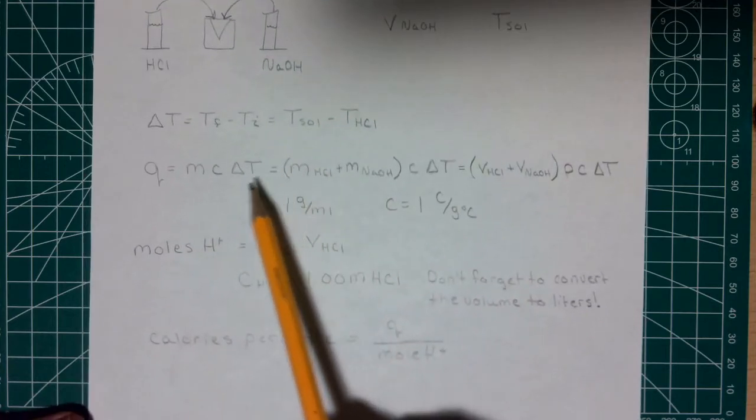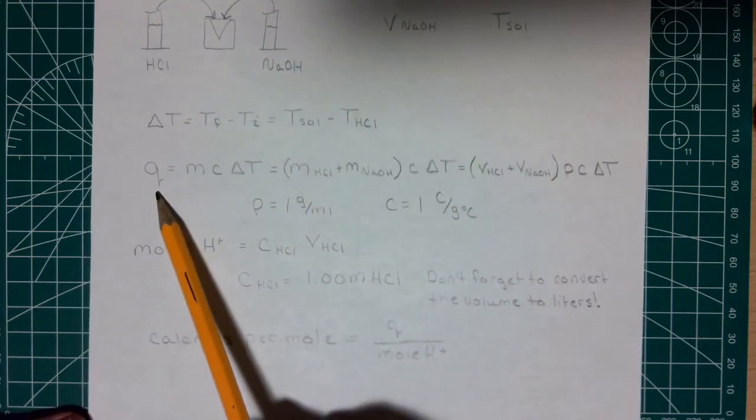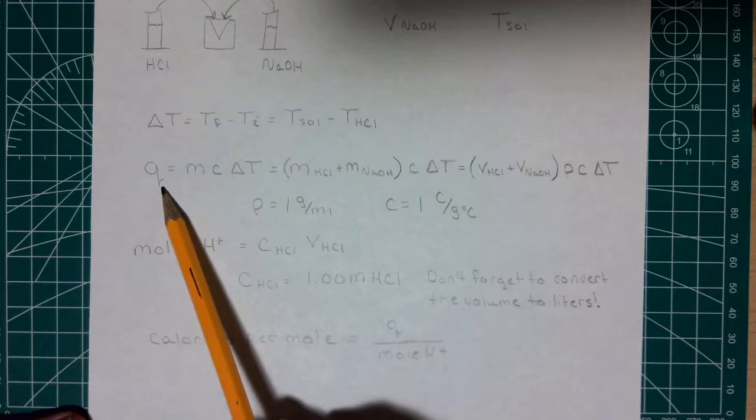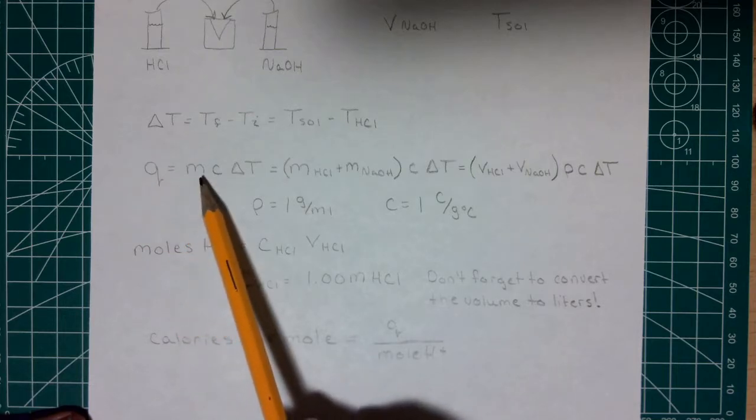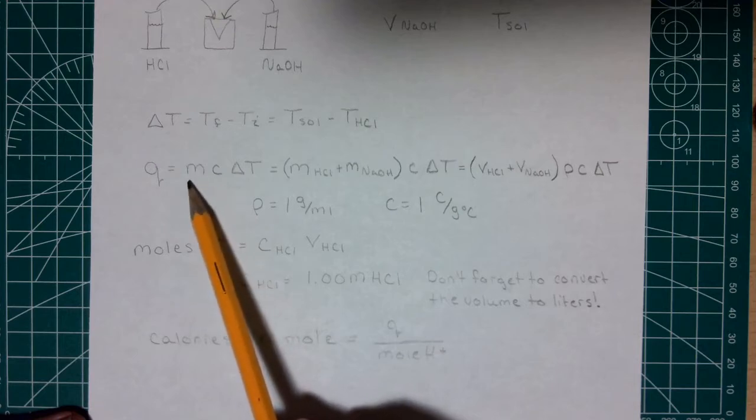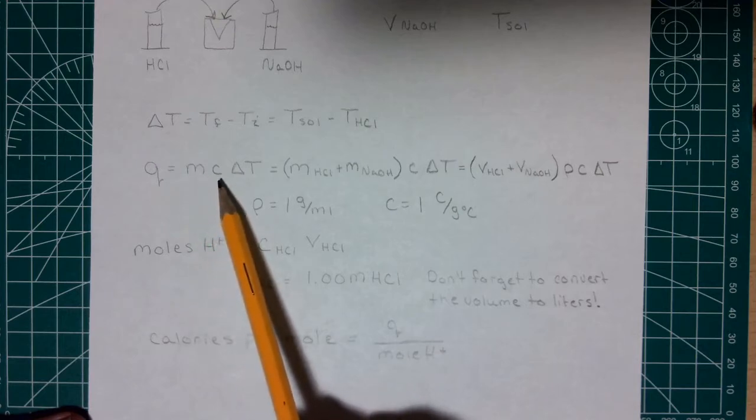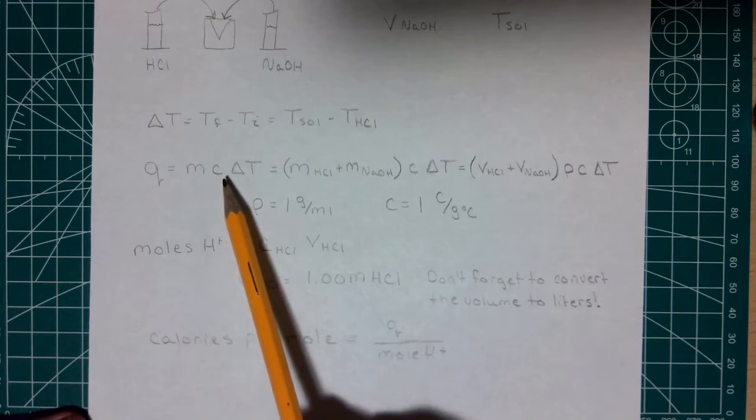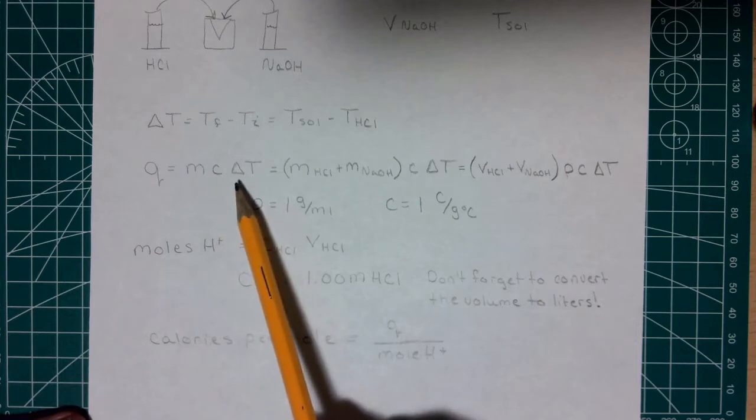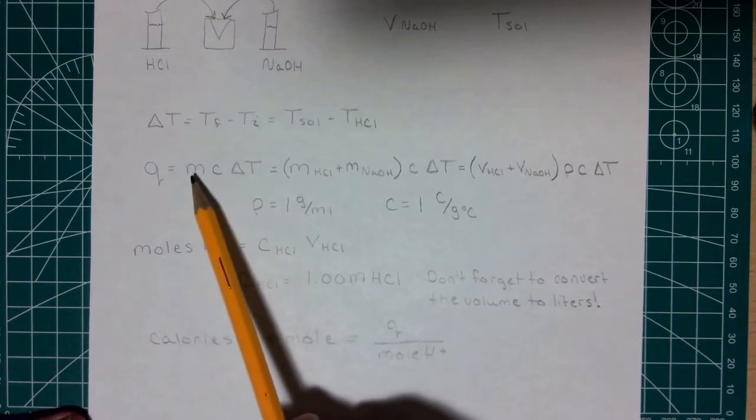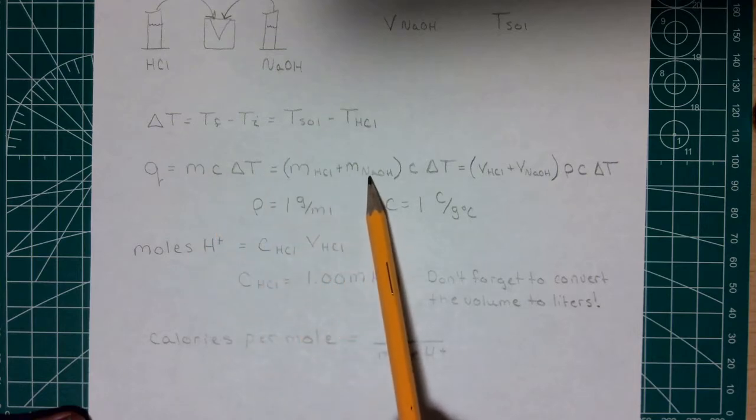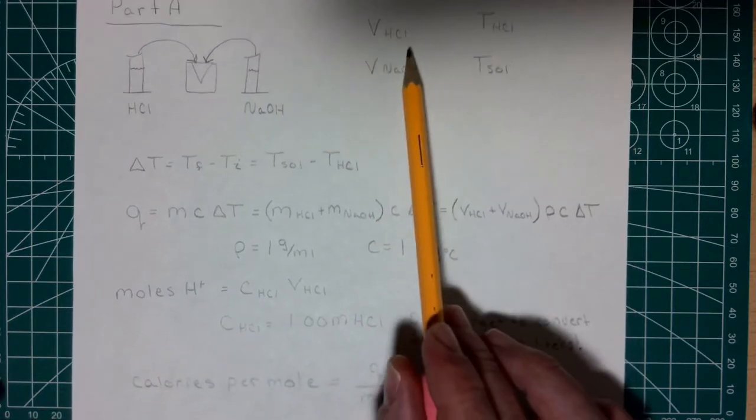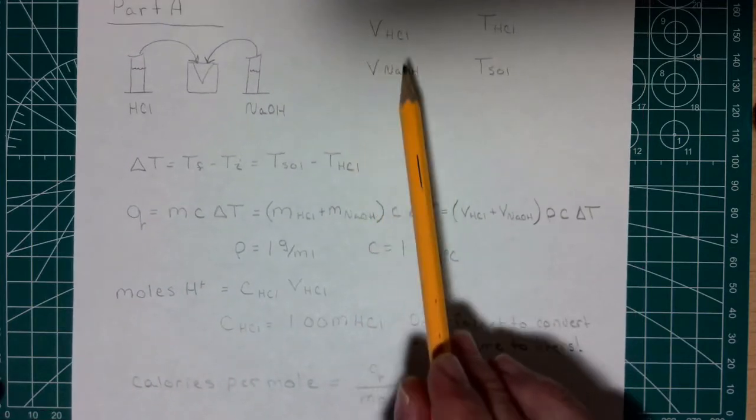The next thing it asks you about is the calories or the heat that's released, and we're going to call that Q, okay? And Q is going to be equal to the total mass of the system, times the specific heat capacity, times the delta T. The mass here is going to be the mass of the HCl plus the mass of the sodium hydroxide. But we weren't given those. We were only given their volumes.